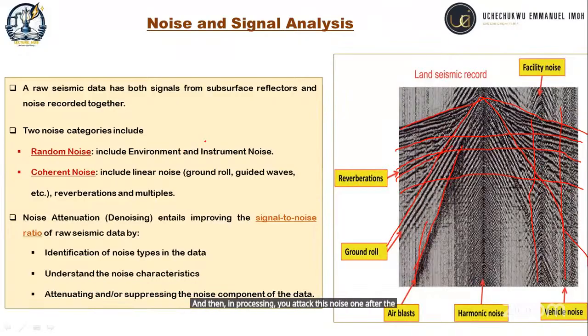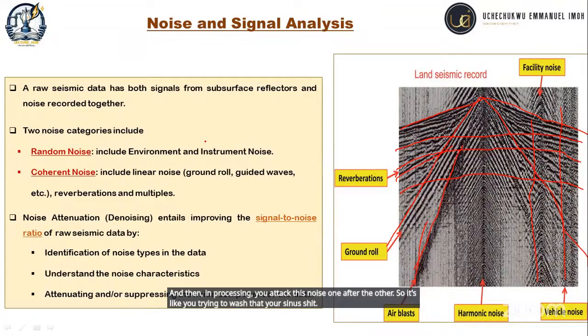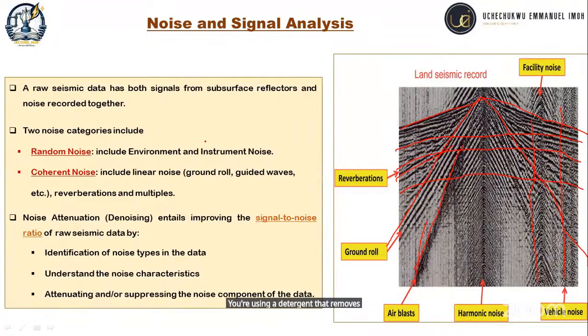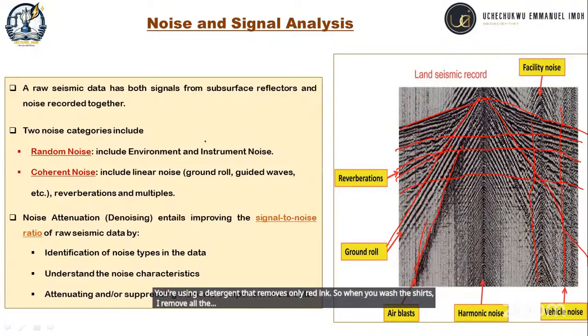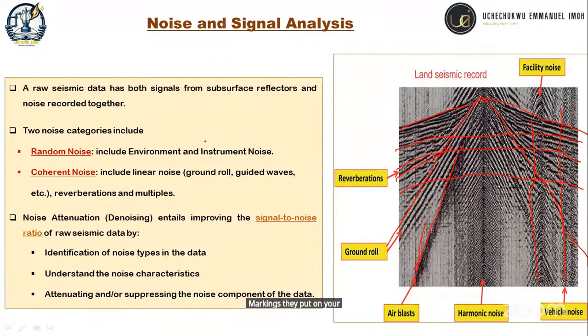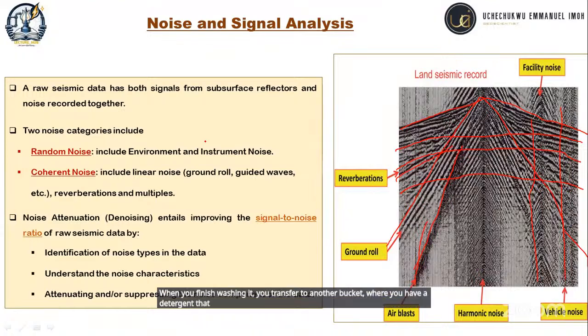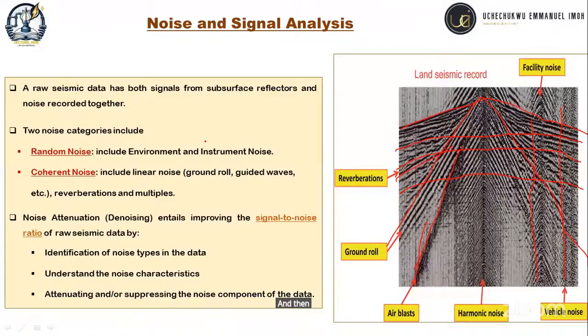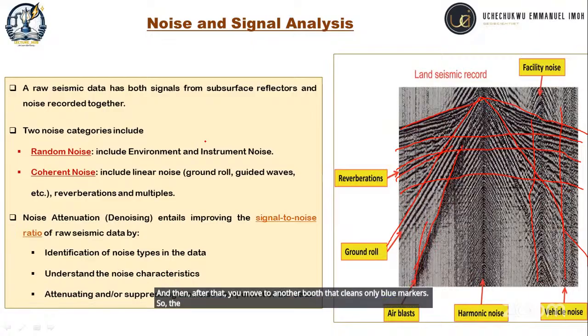So it's like you trying to wash your shirt and you're using a detergent that removes only red ink. So when you wash the shirts and remove all the markings they put on your shirts that were done with red pen or red ink or red marker, you wash it with a detergent that removes only the red marker. When you finish washing it, you transfer to another bucket where you have a detergent that cleans only green markers. And then after that, you move to another that cleans only blue markers. So the same way you do that in processing.